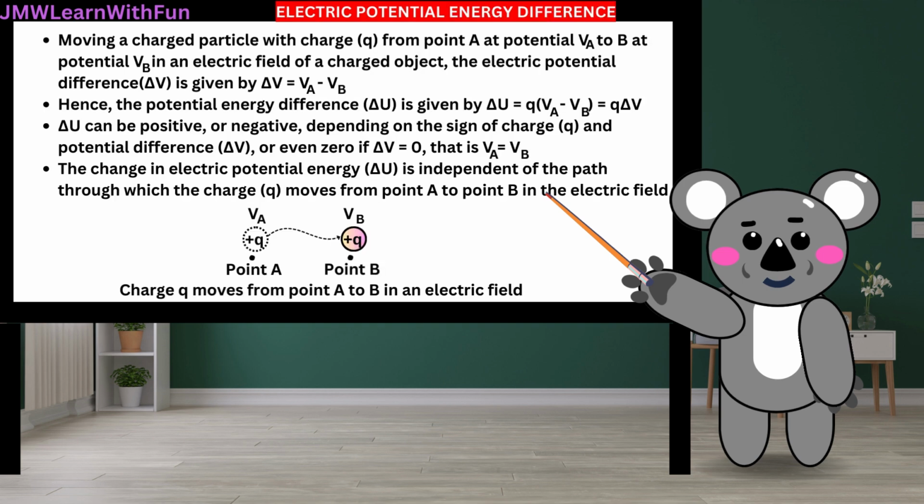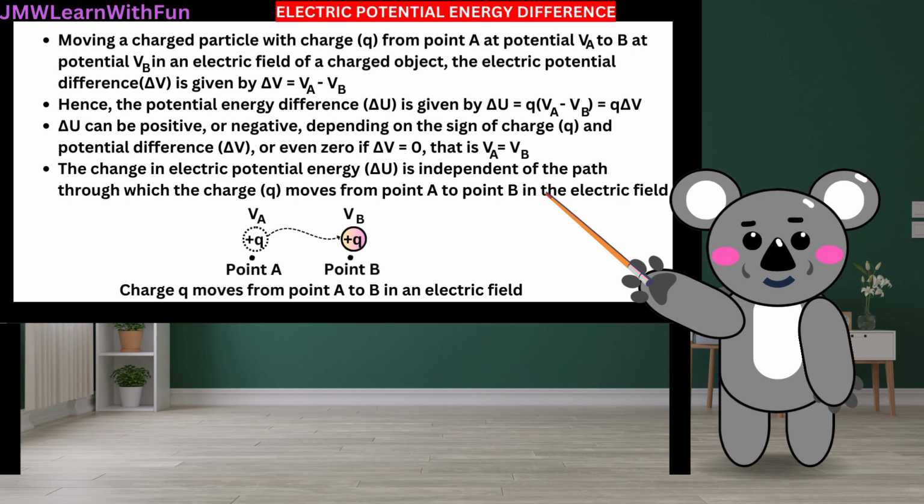Moving a charged particle with charge, Q, from point A at potential VA to B at potential VB in an electric field of a charged object, the electric potential difference delta V is given by delta V equal to VA minus VB, hence, the potential energy difference, delta U, is given by delta U equal to Q multiplied by VA minus VB, equal to Q delta V. Delta U can be positive or negative, depending on the sign of charge Q and potential difference delta V, or even 0 if delta V equal to 0, that is VA equal to VB.